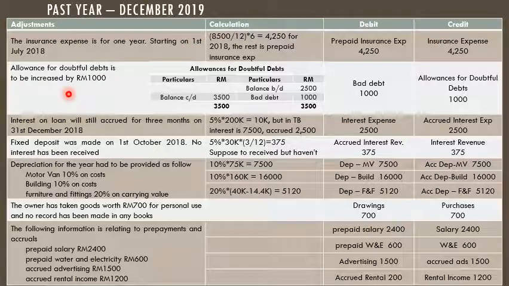Okay, allowance for doubtful debt pula increase by 1,000. So, kita ada balance brought down kan? Ini kita punya T account. Ini kita ada balance brought down 2,500. Dia naik sebanyak RM1,000. Jadi, baki akhir kita adalah RM3,500. So, awak debitkan bad debt RM1,000. Awak kreditkan allowance for doubtful debt RM1,000.